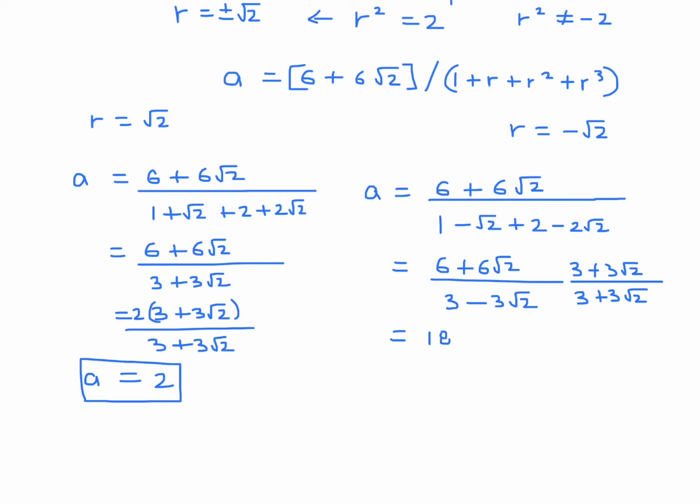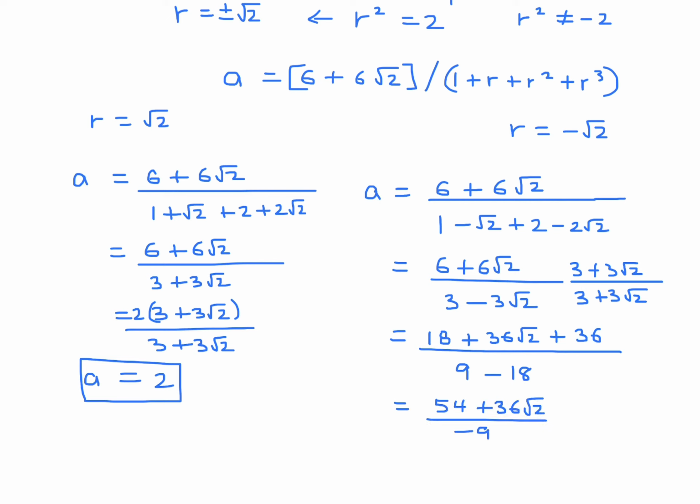So that's going to be 18 plus 18, 36 root 2 plus 3 times 6, 18. 18 times 2 is 36. And on the bottom, it'll be 9, and then the second and third terms cancel, and then you just get 9 times 2, which is 18. So that looks like 54 plus 36 root 2 over negative 9, and that looks like minus 6 minus 4 root 2. So that is the other value of A. Minus 6 minus 4 root 2 and 2.